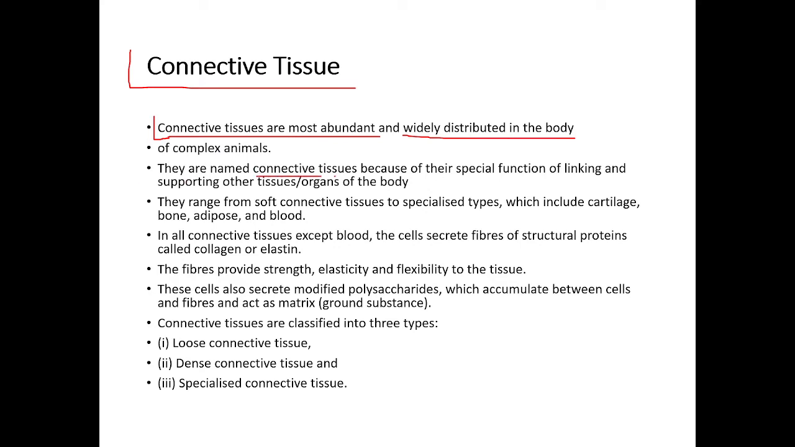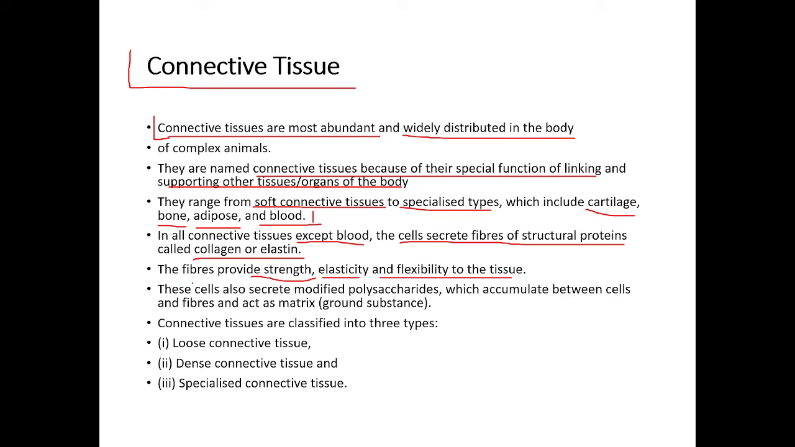They are named connective tissue because of their special function of linking and supporting other tissues or organs of the body. They range from soft connective tissue to specialized types of tissue, which include cartilage, bone, adipose tissue, and connective tissue such as blood. In all connective tissues except blood, the cells secrete fibers of structural proteins called collagen or elastin. The fibers provide strength, elasticity, and flexibility to the tissue.